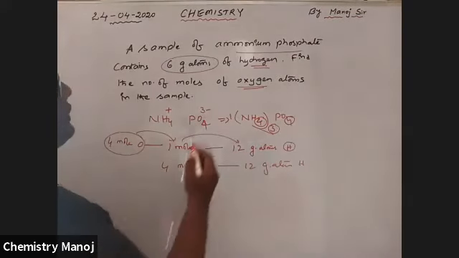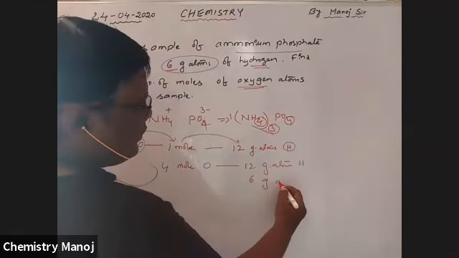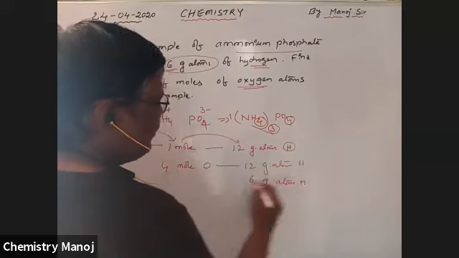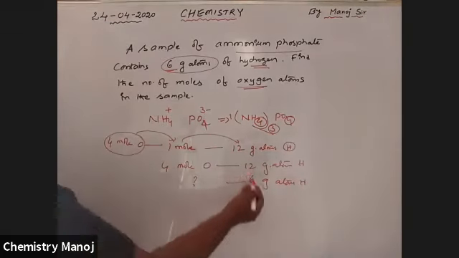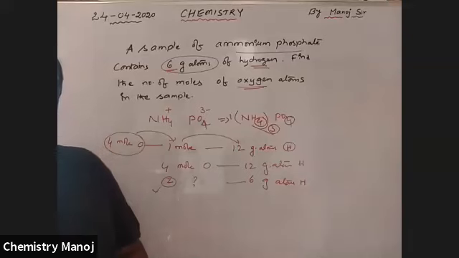He gave 6 gram atoms of hydrogen. 6 gram atoms of hydrogen has how many oxygen atoms? Apply the ratio; it is exactly half. Now the answer is 2 moles. Okay, so this is the simplest way. Very, very important.